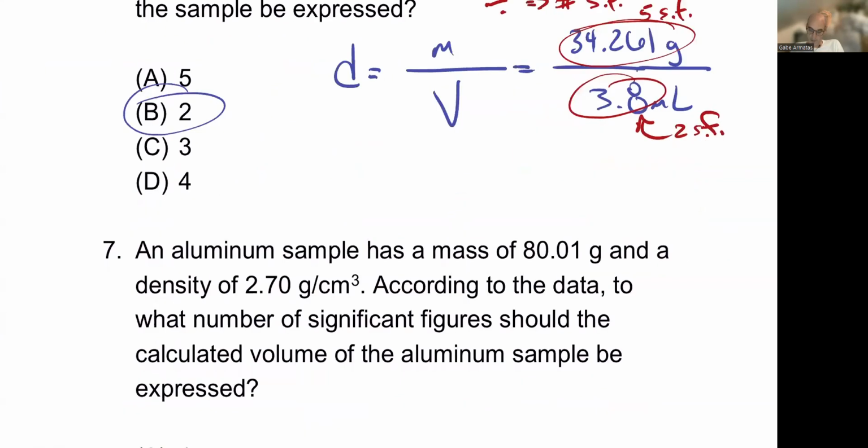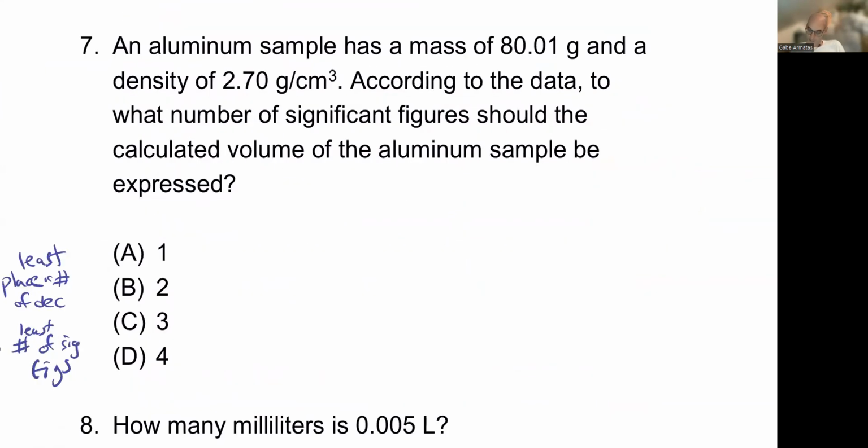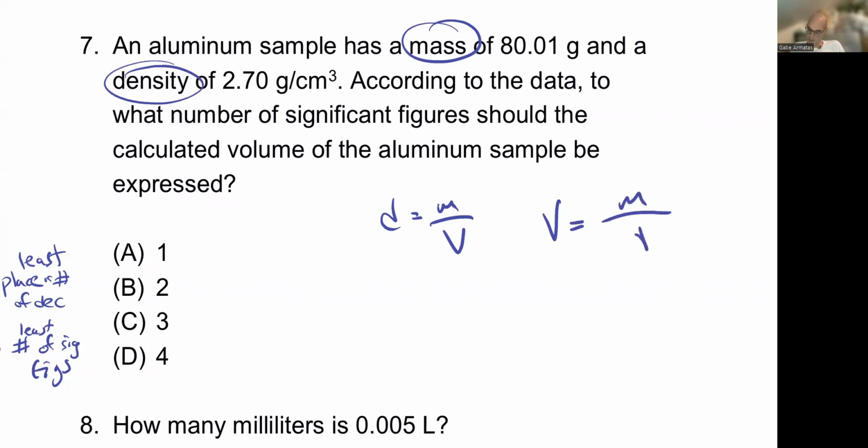Moving on. An aluminum sample has a mass of 80.01 and a density of 2.70. According to data, sig figs should be calculated. Okay, so again, D is equal to M over V. Let's rearrange it. I have density and I have mass. So I'm going to cross multiply. We can actually just say volume is equal to mass over density.